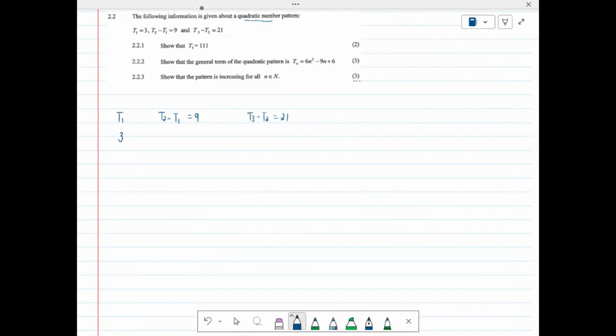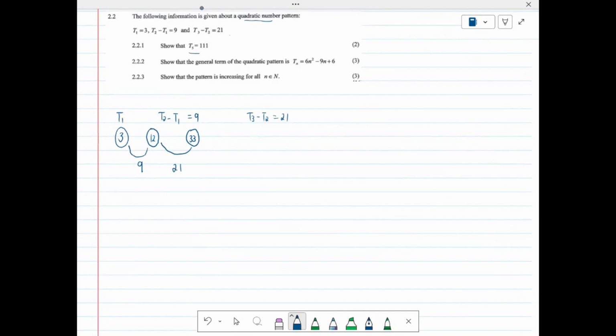So T1 is 3. We don't know what T2 is, but we know that T2 minus T1 is 9. So the first difference is 9. We don't know what T3 is, but we do know again that T3 minus T2 is 21. So taking the first term and adding that difference, we will get T2. So 3 plus 9 is 12. Adding the next difference would be 12 plus 21, which is 33. So that is how we got the next term.